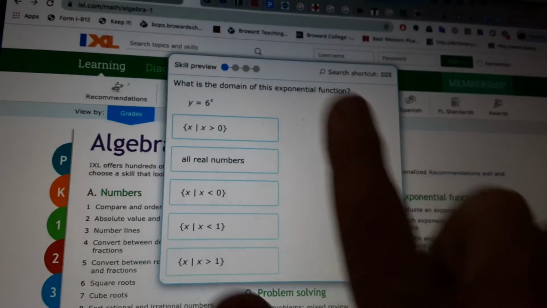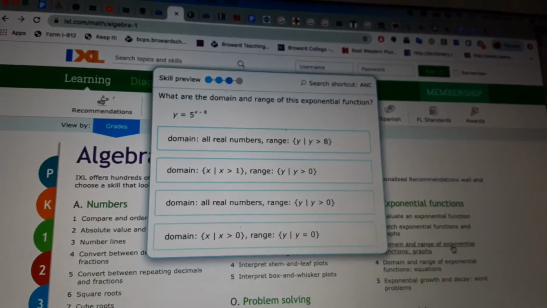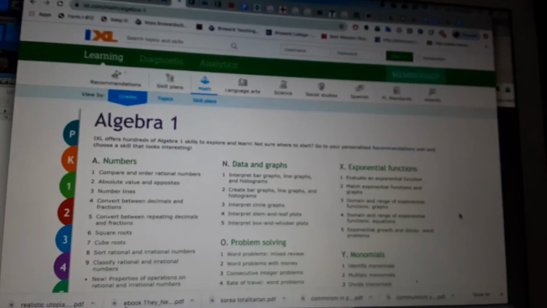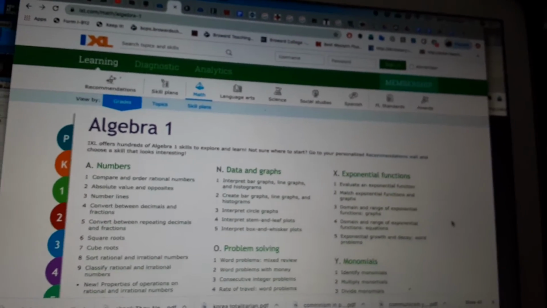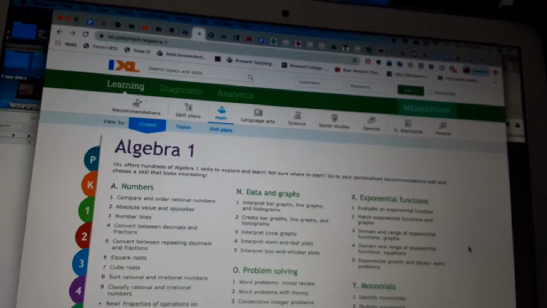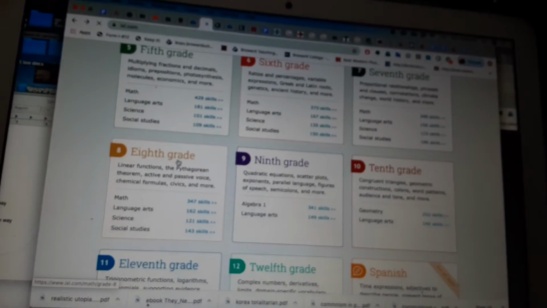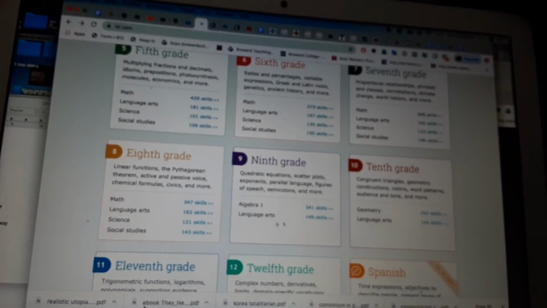and range? What's the domain of this, right? What's the domain and range? So these are typical questions on the algebra exam. I'm not saying you're going to use these necessarily, unless you become a math teacher. Now let's go back, have a look. Let's see what language arts looks like.